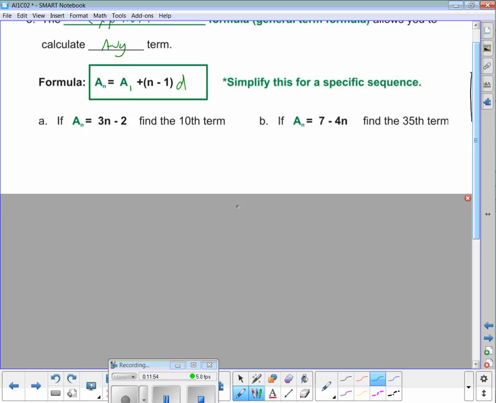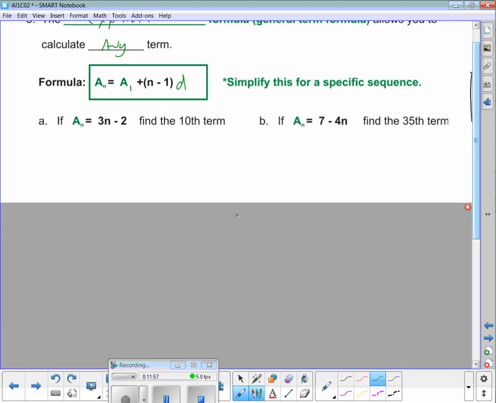Okay, here's the first example. A sub n equals 3n minus 2. Okay, this is already the specific sequence explicit formula. A sub 1 is already taken into account, and it's simplified into this. So the 10th term would be A sub 10. Does that make sense? Right? Remember, the subscript tells you the term. And so it's going to equal 3. And where the n is, I got to sub in something.